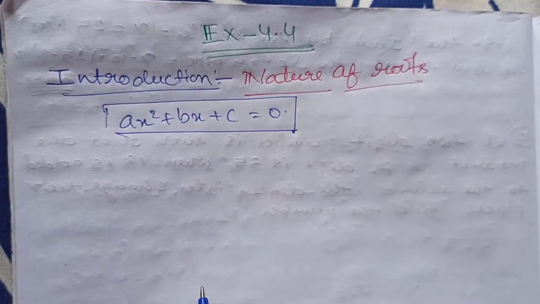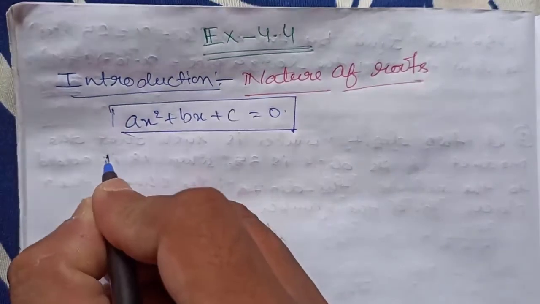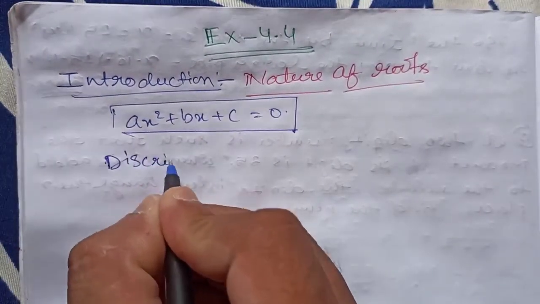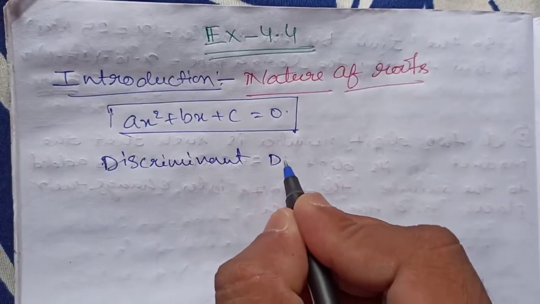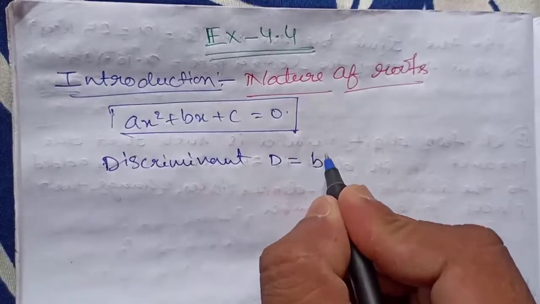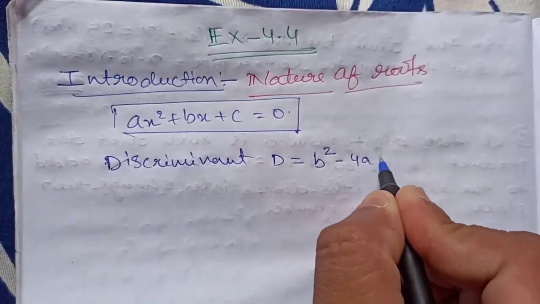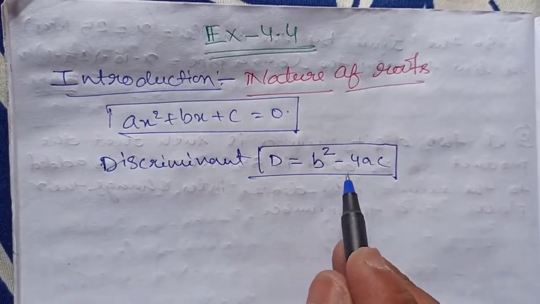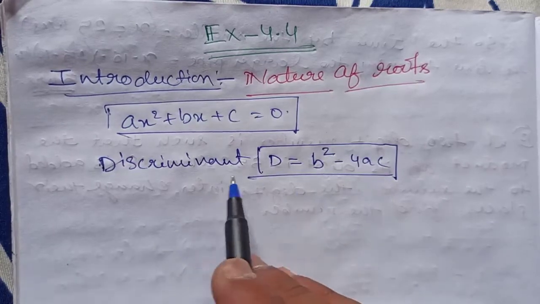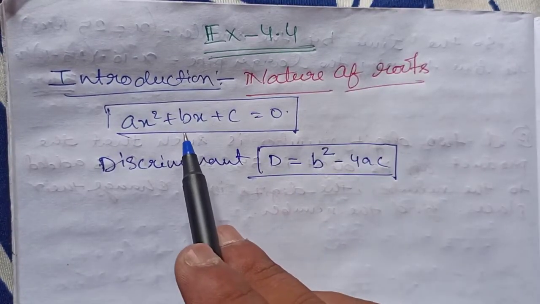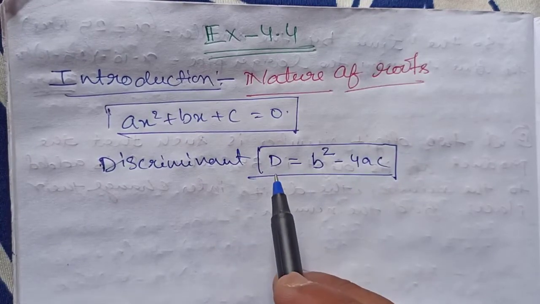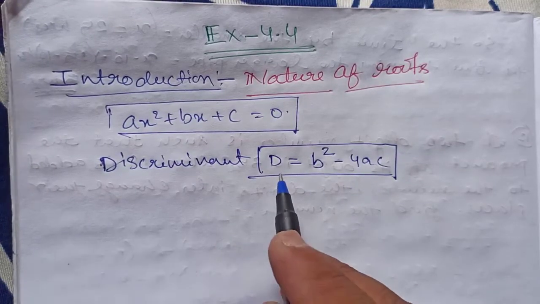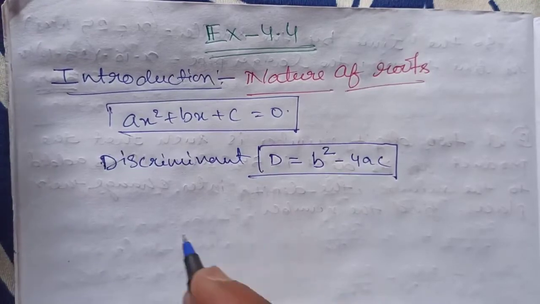There is a formula which we have to use to find out the nature of the roots, that is discriminant. Discriminant is symbolized with d. The formula for d is d equals to b square minus 4ac. This is called the discriminant. From the coefficients of x square, x and the constant you substitute here, you will get the value of d. Now what are the natures of d?